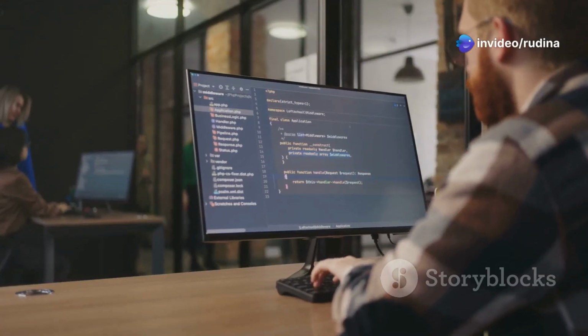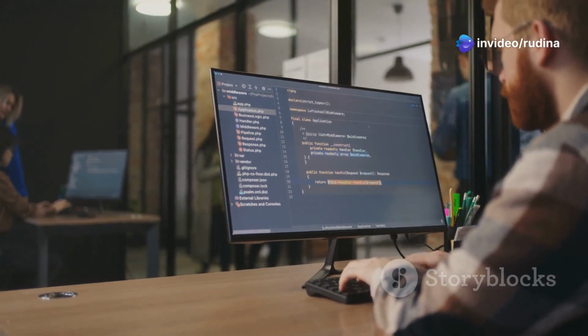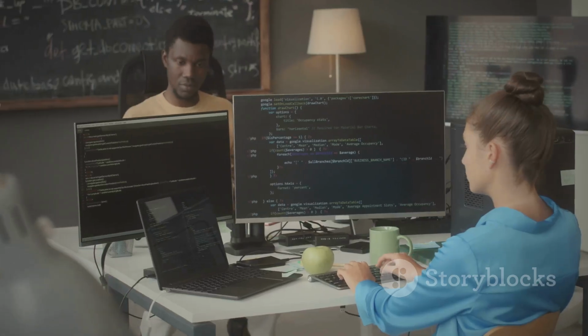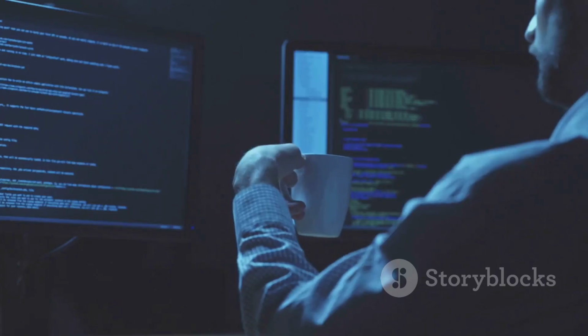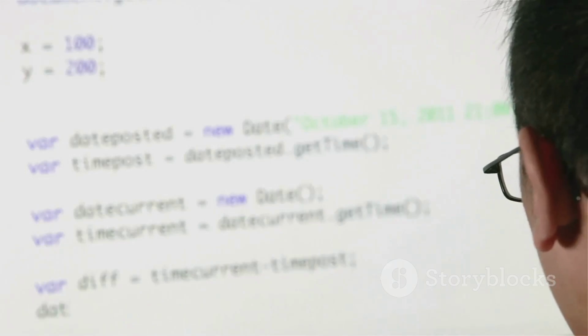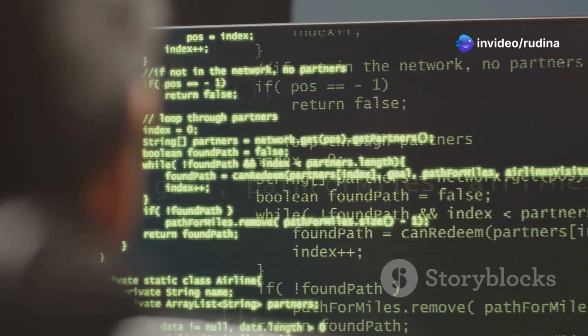Prolog, short for Programming in Logic, is a fascinating computer programming language. It's not like other languages you might know. Prolog is all about logic. It's about declaring facts and rules, then you ask questions. Prolog uses its logic to find answers.